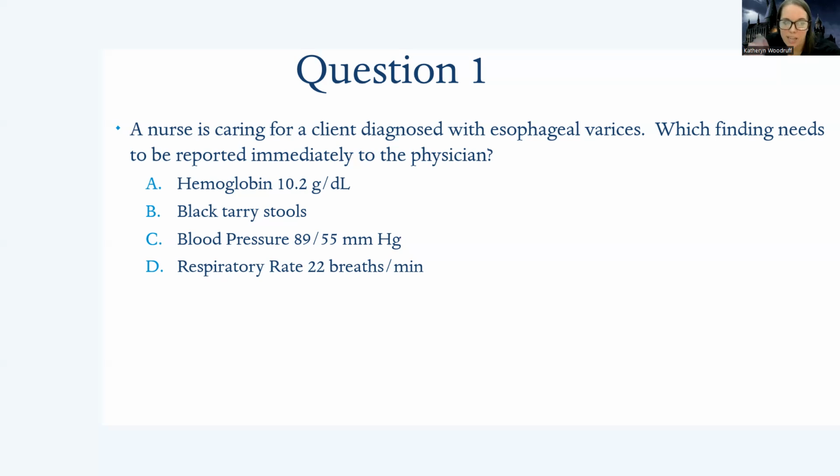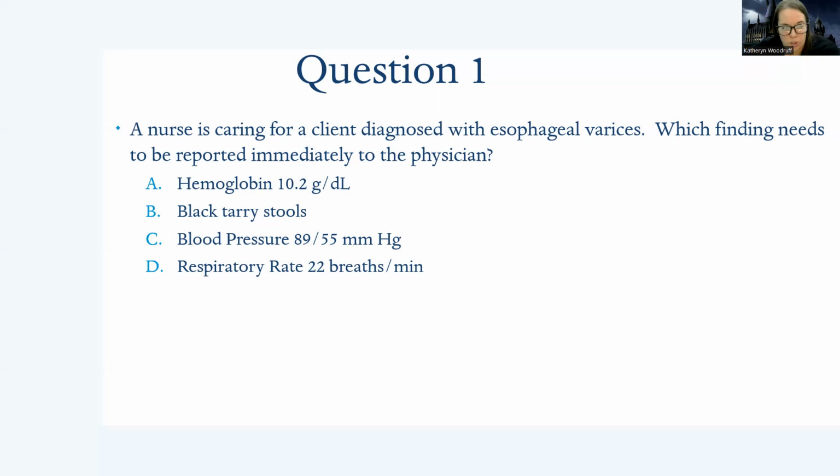I am associating the hemoglobin with the varices, and that's why some students might choose this first, because they think, oh, hemoglobin, esophageal varices. They also have to consider what the value is. And since it's reported immediately, remember, all of these could be things I need to report, but which one do I need to report right now?